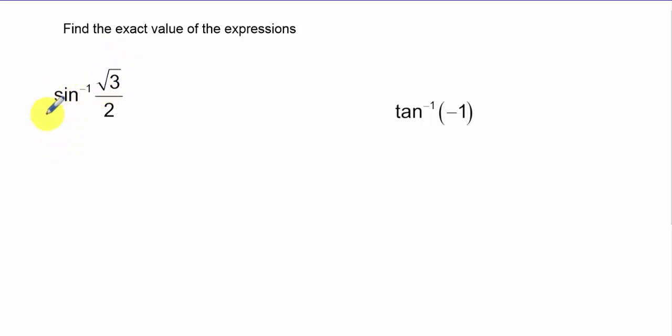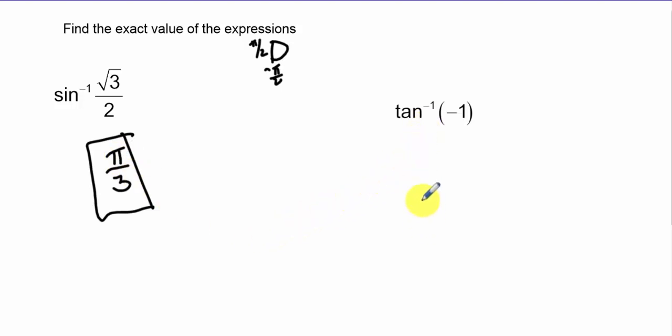So now what this inverse means is that I may only give you answers between this negative pi over 2 and this pi over 2. So where do I have a y value of root 3 over 2 between negative pi over 2 and pi over 2? Well, that's at basically 60 degrees, right? Or up at pi over 3.